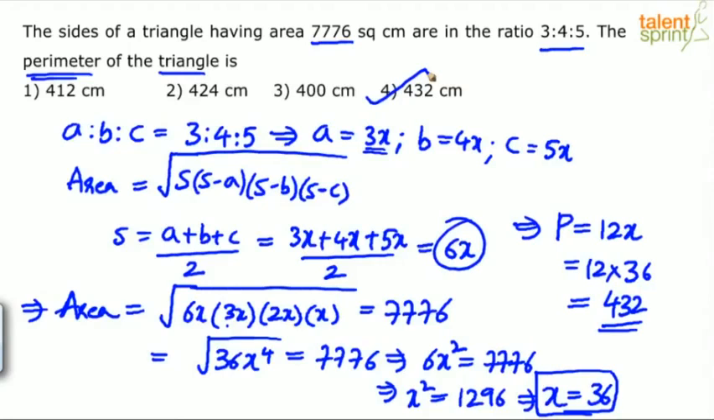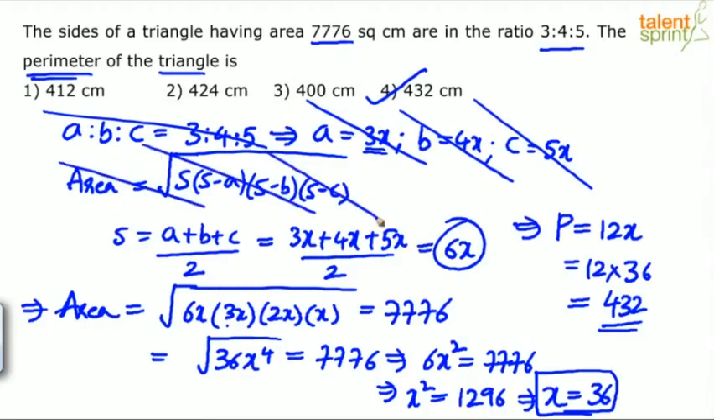And please cut down the number of steps. You need not write the first step here, A, B, C, 3:4:5, A 3x, B 4x, C 5x. Don't write the formula again, the semi-perimeter and all that, right? This can be done mentally. All you need to do is start from the actual calculation. Root over 6x into 3x into 2x into x equals 7776. Get the value of x and from that find out the perimeter. 432 will be the answer.